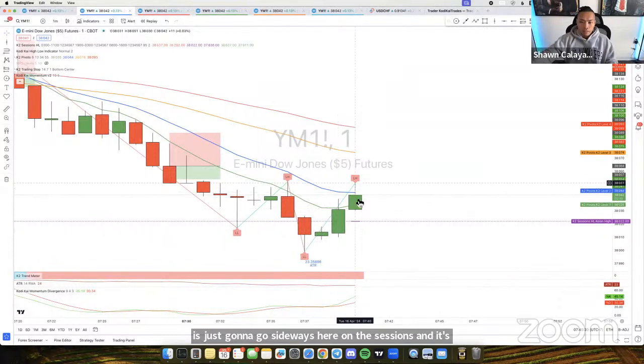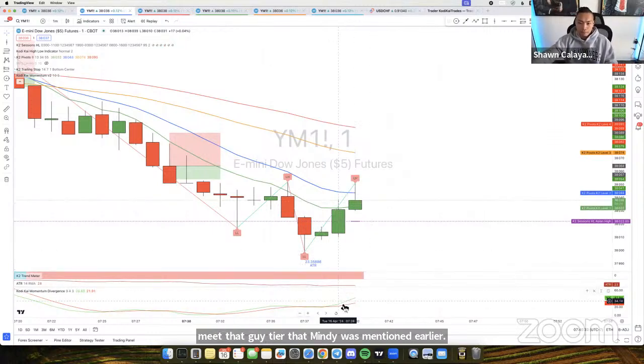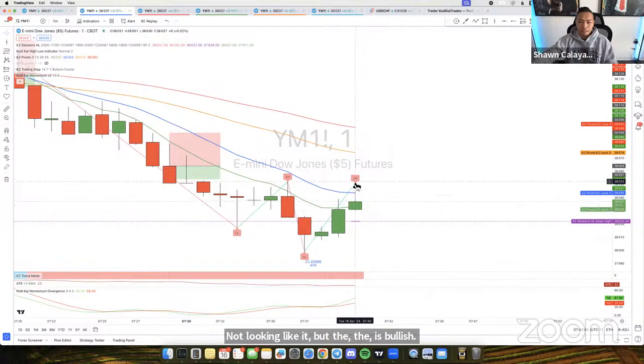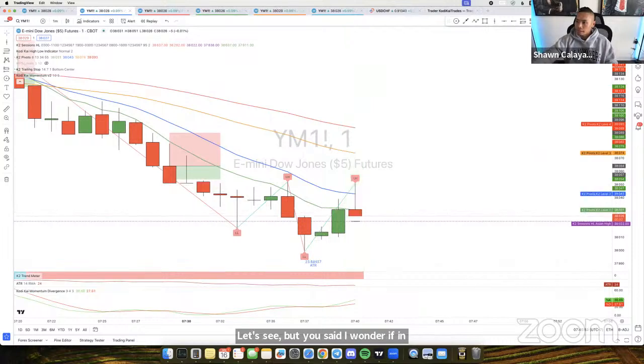Well, if this closes with the buy signal, this is going to meet that criteria that Madhu was mentioning earlier. Not looking like it, but the divergence is bullish. But it looks like the candle here kind of just died down. Momentum just died down on this next candle here. Let's see. Madhu said, I wonder if engulfing candles with the trend is something to be looked at, as well with the CB entry.